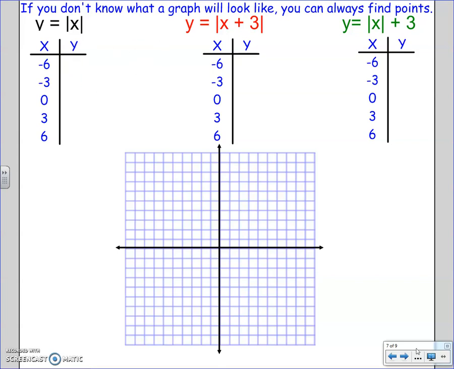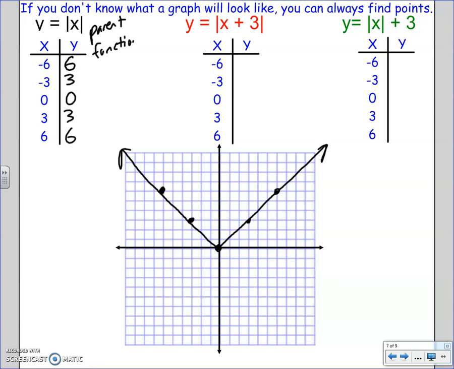If I do the exact same thing for all the points, I should get all these. And actually, I'm going to use black. So I got 6 here, I'll get 3 here, 0 here, 3 here, 6 there. And I'm going to plot that. Let's go in order. So -6, 6. Left 6. Here's -6, 6. Then -3, 3. 0, 0. Positive 3, positive 3. Positive 6, 6. Here's my graph. So notice this is a V. That is the parent function. All right, that's the absolute value parent function.